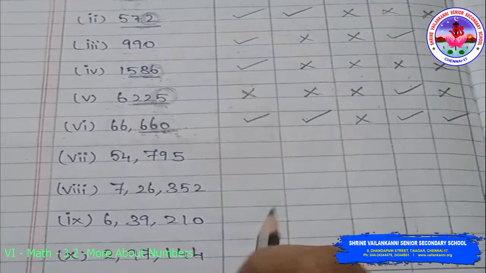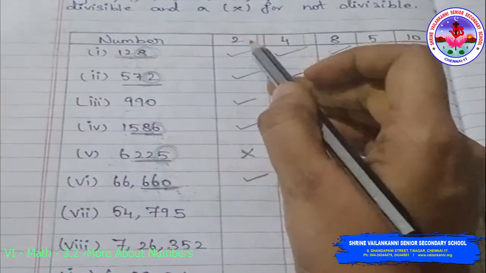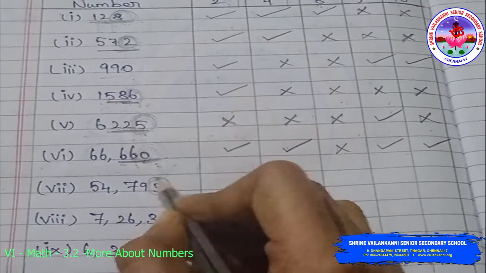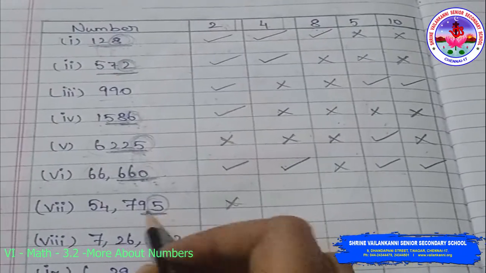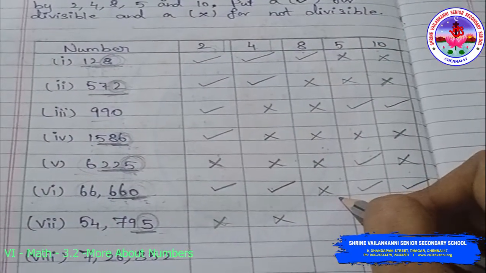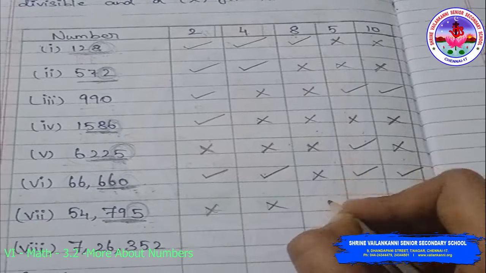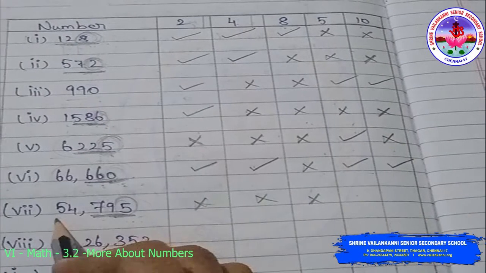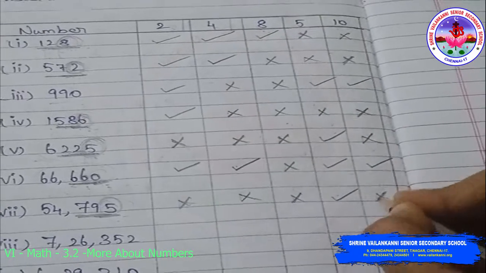The next, 7th question, 54,795. Check divisible by 2. Here the last digit is 5, so it is not divisible. For 4, last 2 digits 95. 95 is not divisible by 4. Divisible by 8, check the last 3 digits. 795 is not divisible by 8. For 5, the rule is ends with 5 or 0. The number ends with 5, so it is divisible by 5. For 10, it is not divisible.